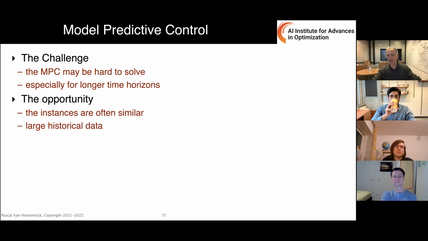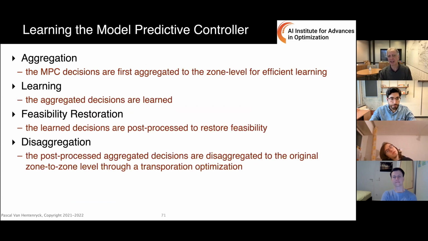So let's learn it. And once again, the instances are very similar. We have a large amount of historical data, and so we learned this particular optimization problem. But the learning is actually very difficult because most of the demand is sparse in this particular problem. So the way we do this is we first aggregate the demand, then we learn, then we do feasibility restoration again, and then we disaggregate.